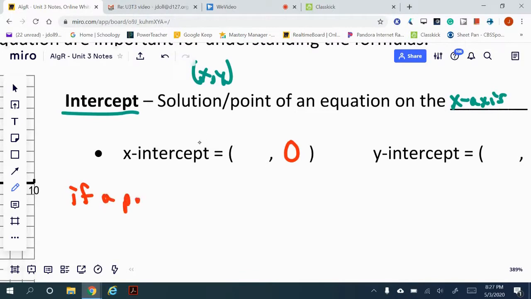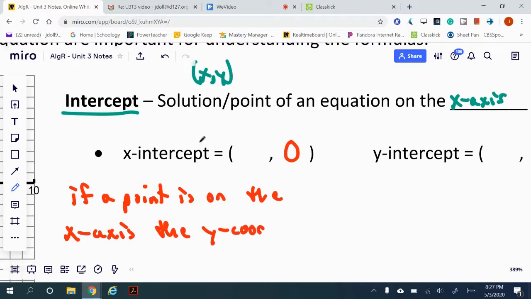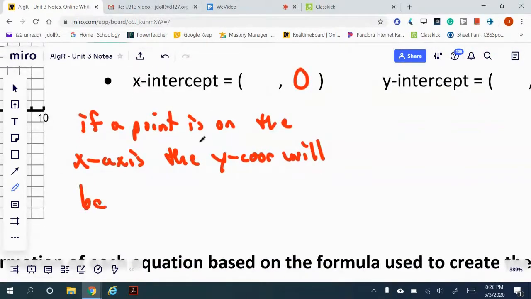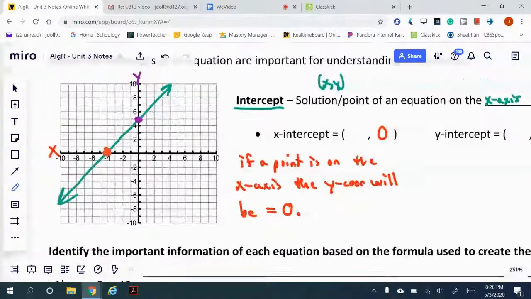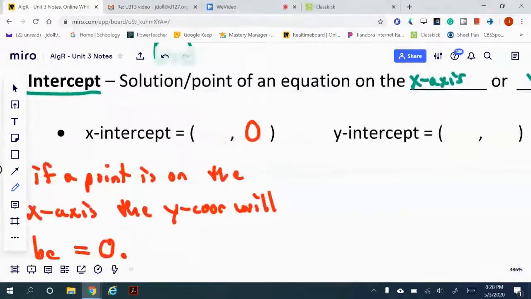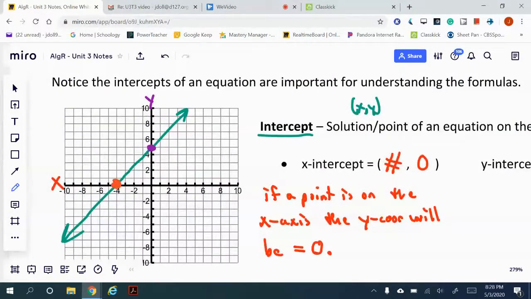If a point is on the x-axis, the y-coordinate will be equal to 0. That is guaranteed. It has to happen. It's just logical: if we're on the x-axis, we haven't gone up or down at all, so the y-coordinate is 0. Now, the x-coordinate could be a whole bunch of different numbers. In this case, our x-intercept is -4, 0.